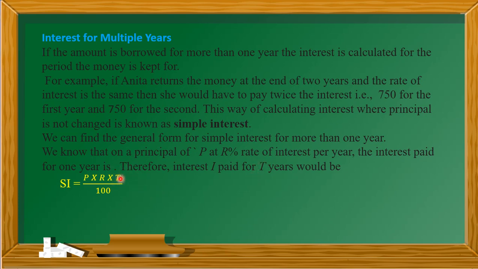If T is 1 year, we have the formula P into R upon 100, that is for 1 year, and if we borrow the money for more than 1 year, simple interest is P into R into T upon 100. This is the formula for simple interest. In the same way, the amount paid at the end of T years is A equal to P plus I, that is principal plus interest, or in place of I we can write SI also. So A is equal to P plus SI, or amount is equal to principal plus simple interest.